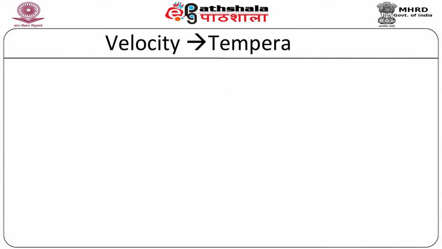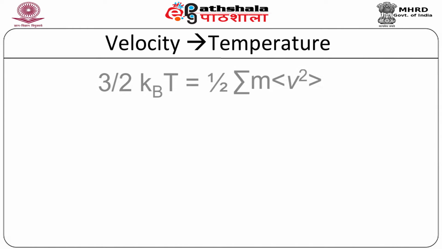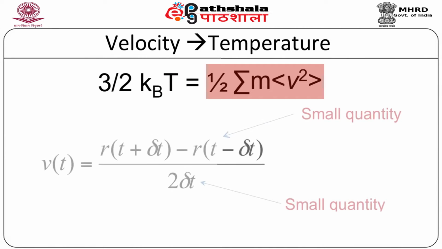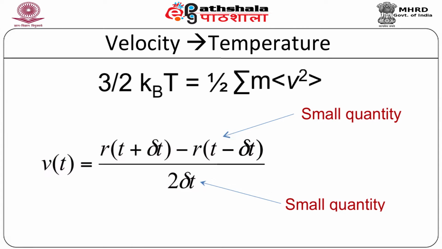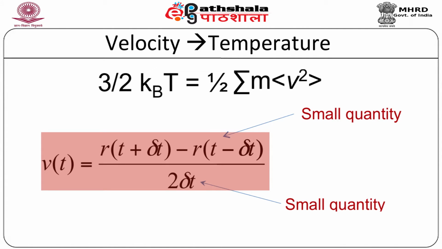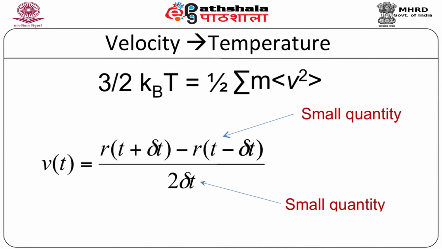Now in between we can also calculate the temperature. We need to calculate temperature because we are doing the simulation at a physiological condition. We have to ensure that, and to calculate temperature we need to calculate the velocities, because temperature is related to the velocities. So we can calculate the velocity as r(t plus delta t) minus r(t minus delta t) divided by 2 delta t, because we have the positions of the atoms at these two points.